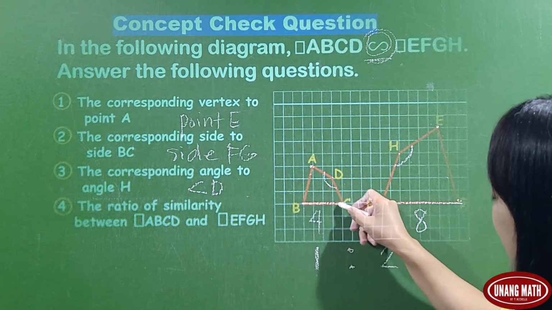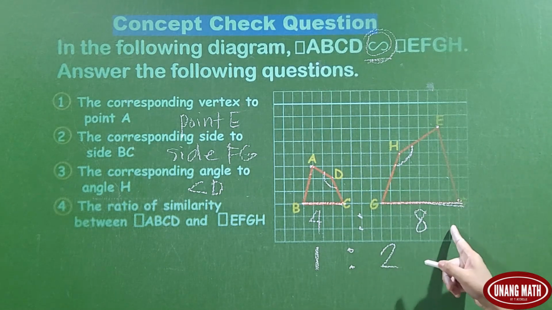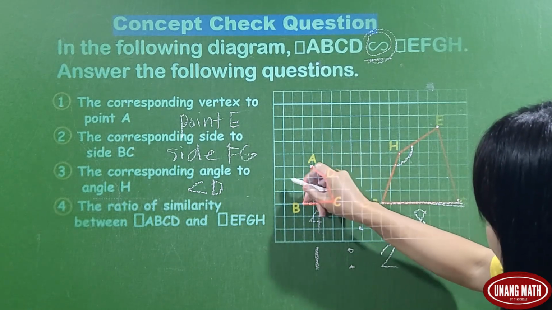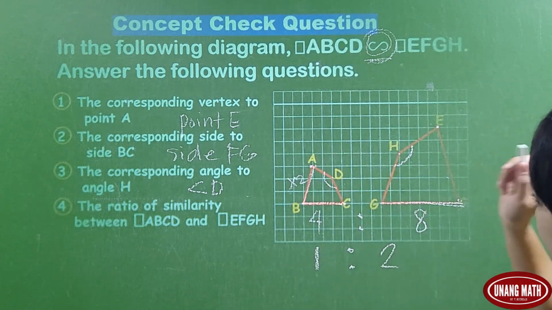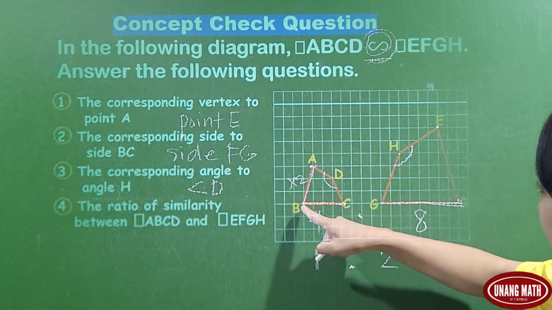So this length, multiply it by 2, then that would be the length of this side. So in here, this length, just multiply it by 2, then that would be the length of, okay, take note, this is side AB.